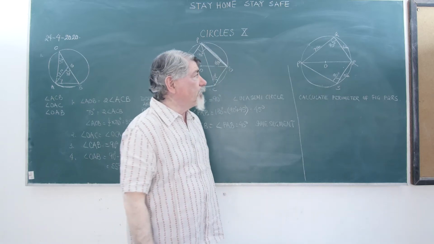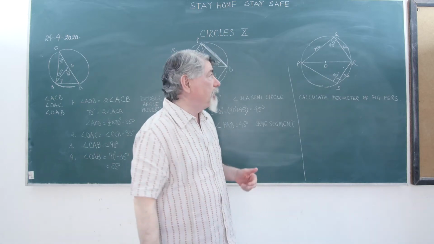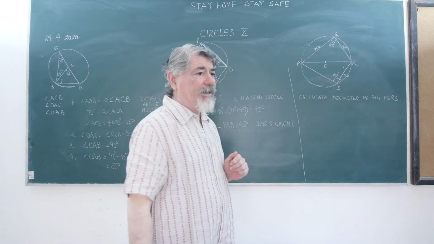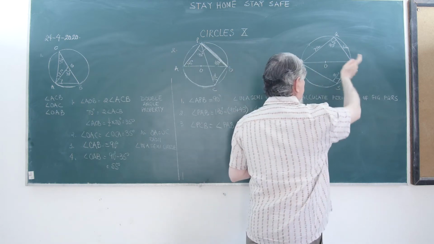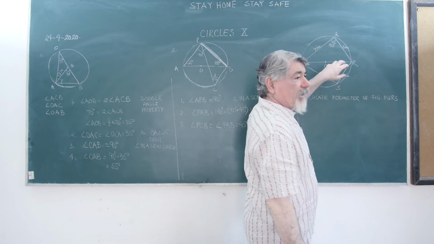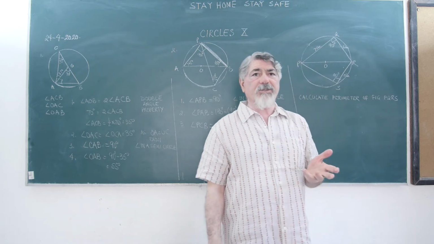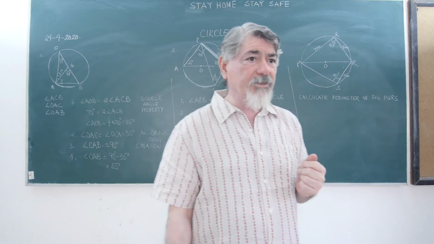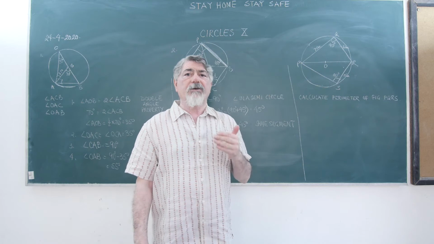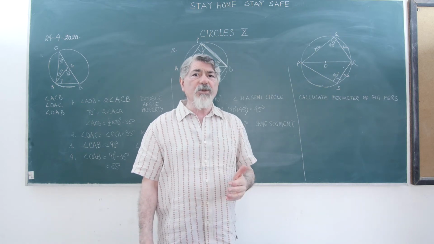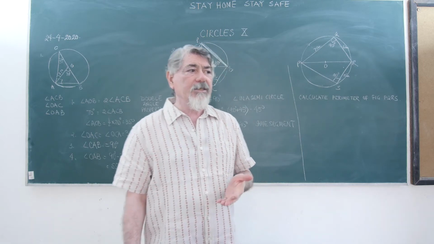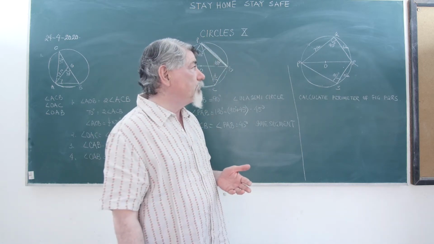But he is not talking of finding angles here. He is asking you to calculate the perimeter of the figure PQRS, where he has given PR as the diameter. So when I have two right angle triangles, I can apply Pythagoras theorem. And what is Pythagoras theorem? In a right angle triangle, the square described on the hypotenuse is equal to the sum of the squares described on the remaining two sides.